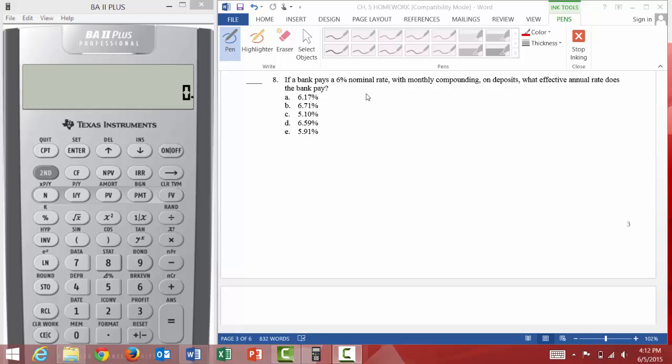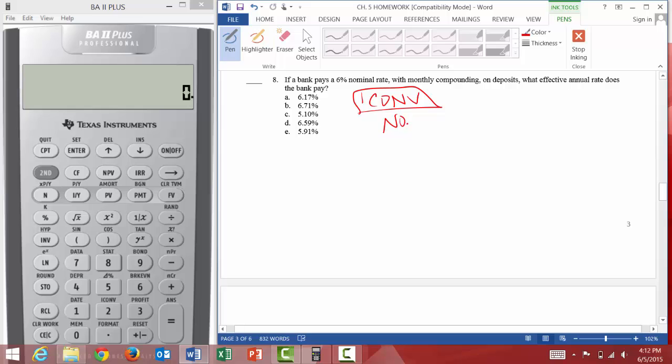So a bank pays a nominal 6% nominal rate with monthly compounding on deposits. What effective annual rate does the bank pay? So you can use the calculator if you go to the ICONV button, and we'll put in the nominal rate is equal to 6. The compounding periods per year is equal to 12 for monthly, and then we'll compute the effective rate and see what answer we get.